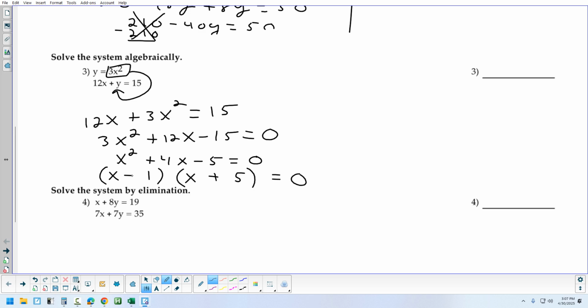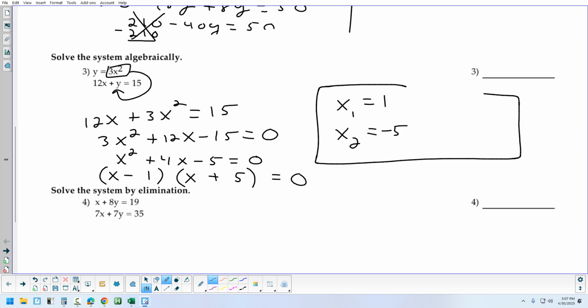Now we just have to solve for x. What would you plug in for x in the first set of parentheses? 1. Okay, so we'll call that our first x value. And what would you plug in for x in the second set of parentheses? Negative 5. Okay, so we've got both of our x's. What do we have to find now? We have to find the y. Yes, we have to find both of the y's. So we're going to need y1 and y2.